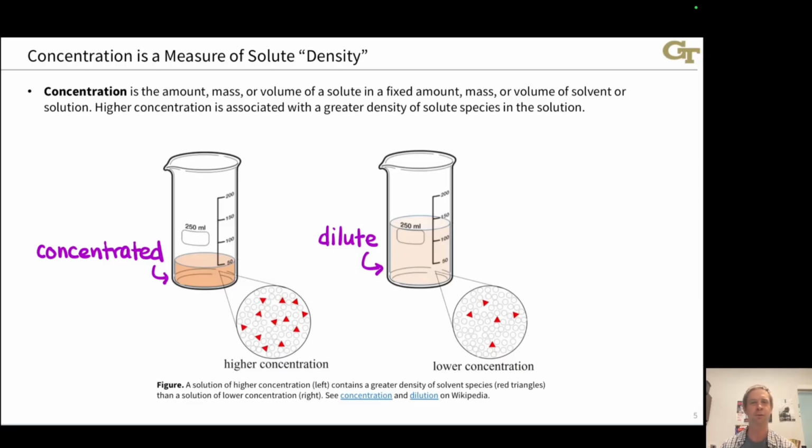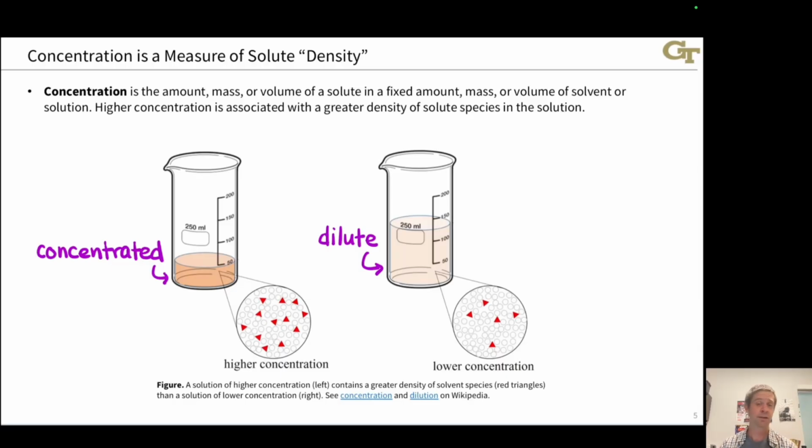Certainly if you've looked at a bottle of orange juice, you may have seen "from concentrate" on the label, and concentrate refers to a solution with a large number of solute particles per fixed volume or mass of the solution. Concentration is the amount, mass, or volume of a solute in a fixed amount, mass, or volume of solvent, or most commonly, solution. Conceptually, it's a measure of the solute density. The higher the concentration, the more solute particles we would see if we were to zoom in and look at the solution at a fixed volume on the submicroscopic level.